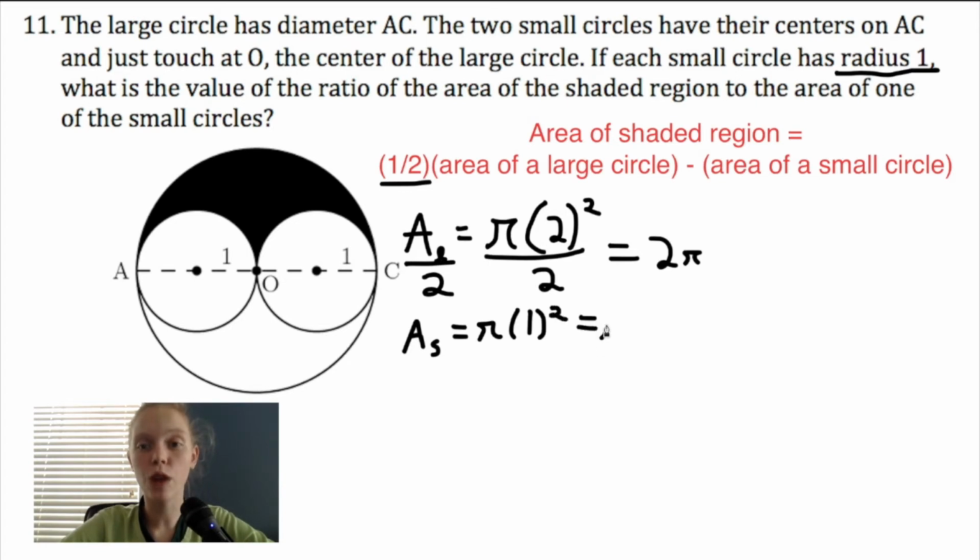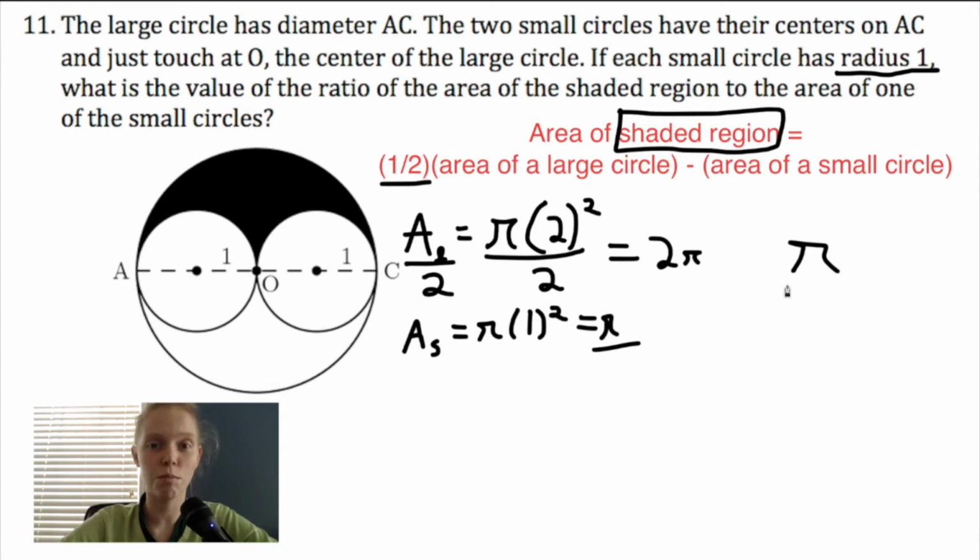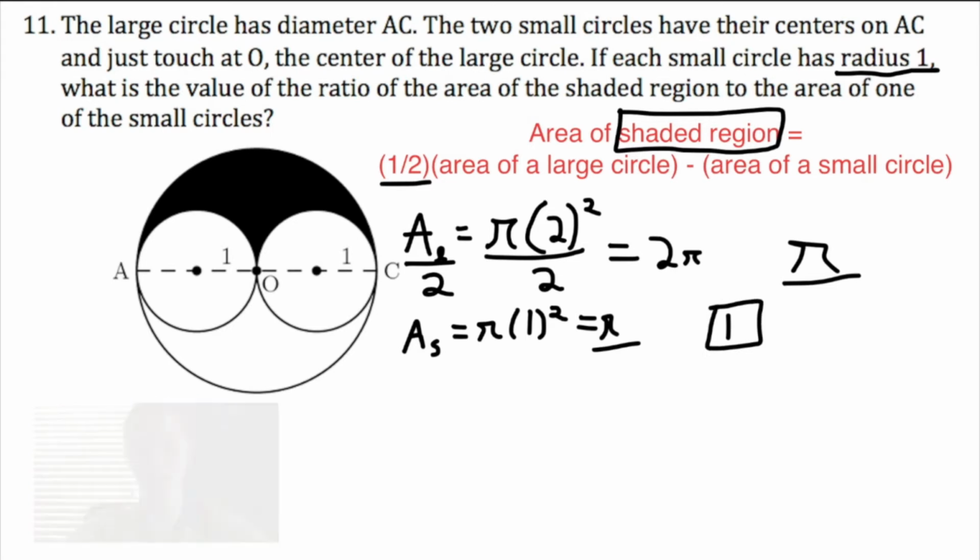Now recall, we're trying to find the ratio of the shaded region to the area of the small circle. So let's figure out what the area of the shaded region is. Well, it's the top number minus the smaller number. 2 pi minus pi is pi. So we have to find the ratio. Well, we're actually just finding the ratio of pi to pi. The ratio of two of the same numbers is always going to be 1, and so that's the answer.